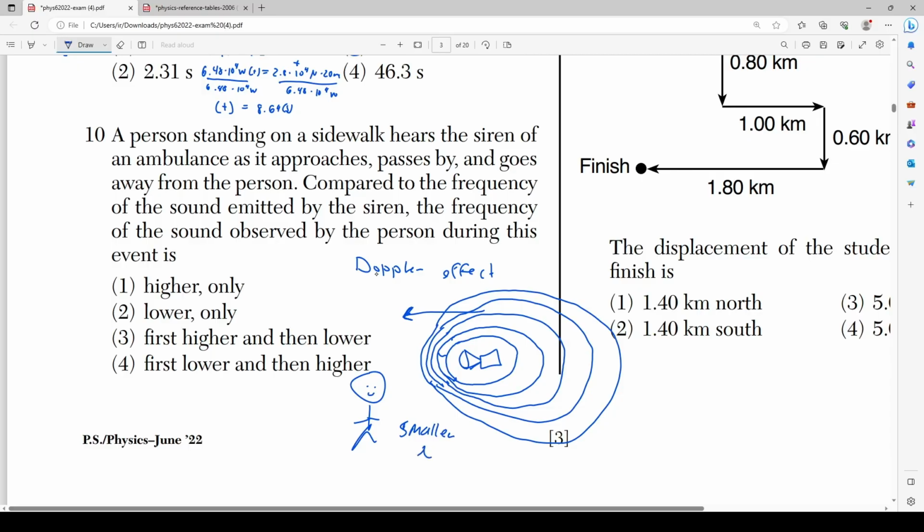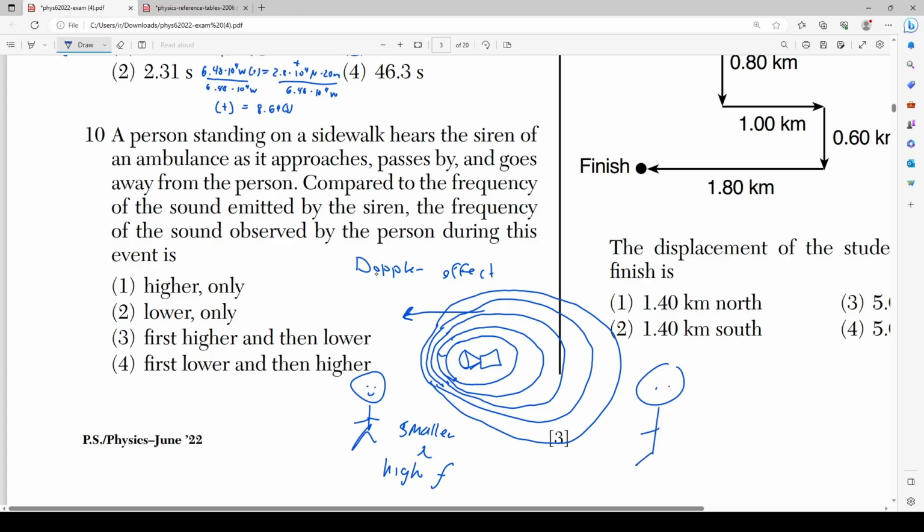And because there's a small distance between these waves, I'm hearing them at a high frequency. They're coming to me quickly, right? So I have a high frequency and a small lambda. Because there's less distance between the sound waves, they're coming to me at a higher frequency, right? Now you're saying higher frequency compared to what? Well, compared to what I hear when the truck passes me.